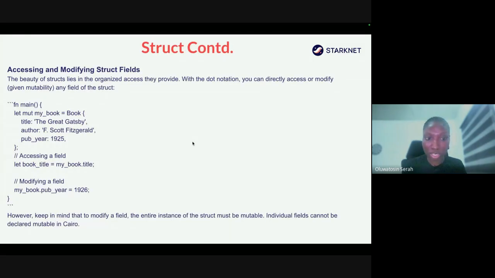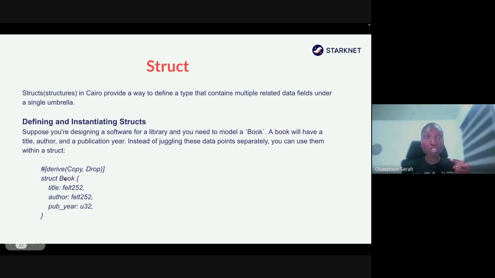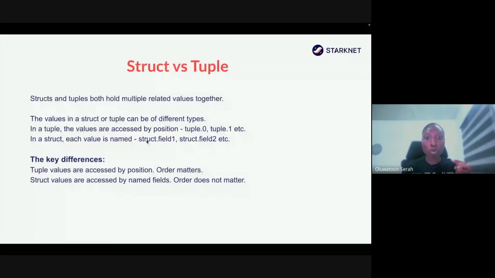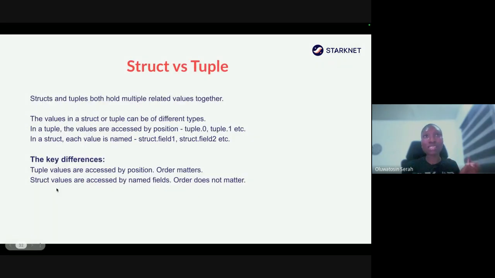Oh no, I didn't put an example here. But this is just how you access a value in a struct. So you do the struct, that's the name of the struct. The name of the struct is Book, so you do book dot the field, which is title. That's how you access it, book.title, something like that.